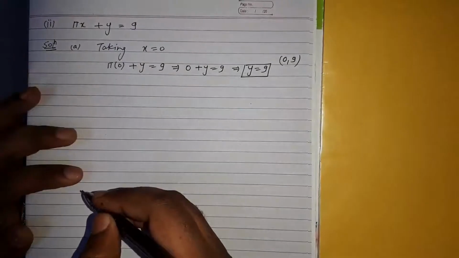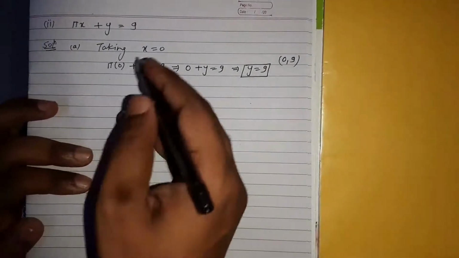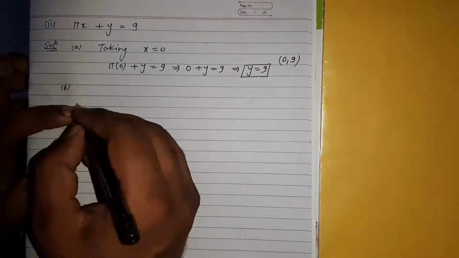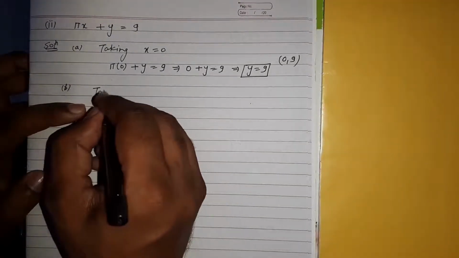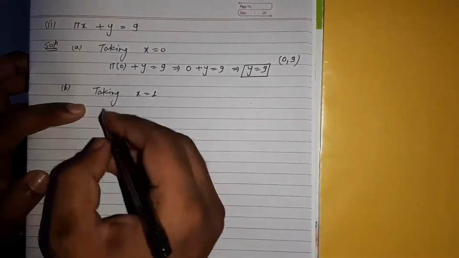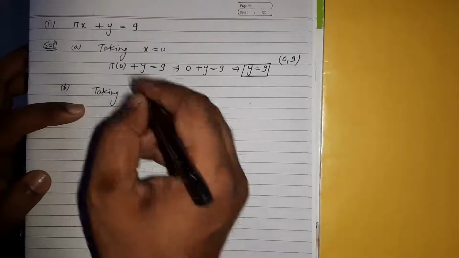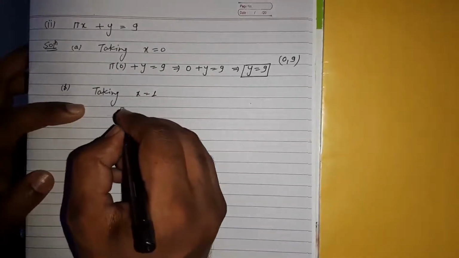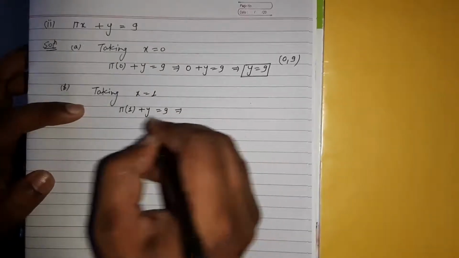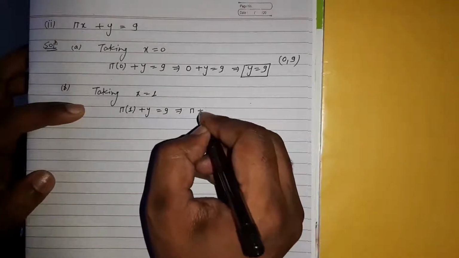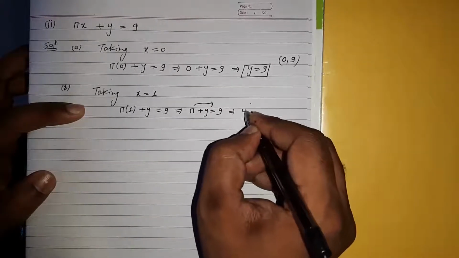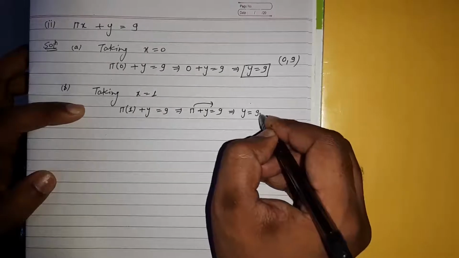First solution of this equation is 0, 9, means x equal to 0 and y is equal to 9, okay. The second solution will be, now I am taking value of x as 1, so put the value of x equal to 1 in this equation, so it will be pi multiply 1 plus y is equal to 9, okay, pi plus y is equal to 9. Now transpose, so it will be negative, so value of y will be 9 minus pi.